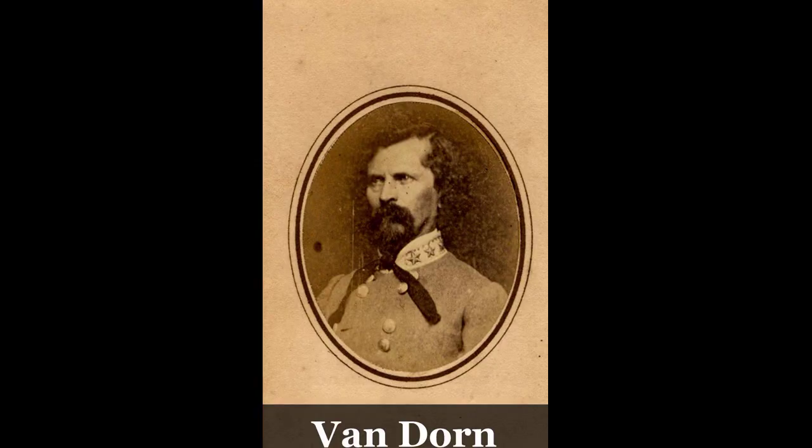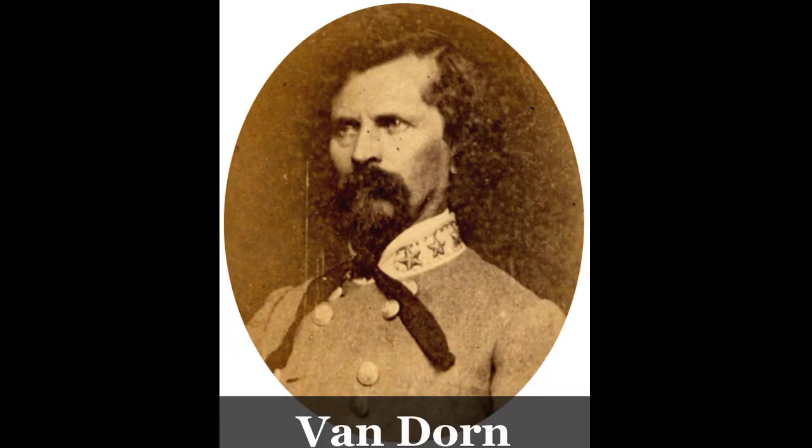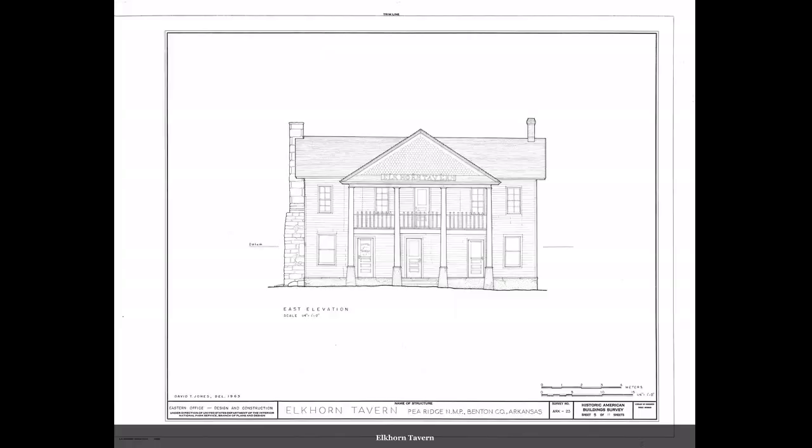Price's division advanced from the north towards Elkhorn Tavern, while another Confederate division under General James McIntosh moved against the Union right flank. The Union lines held firm against the initial assault, but the Confederates made significant gains on the Union right, pushing back the troops under Colonel Eugene Asboth.